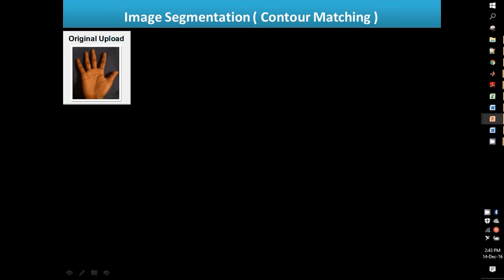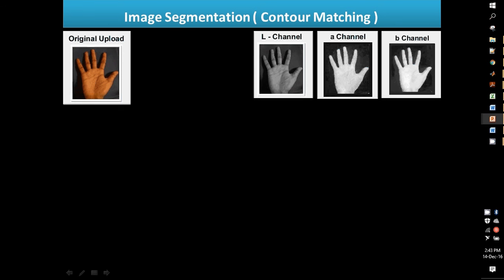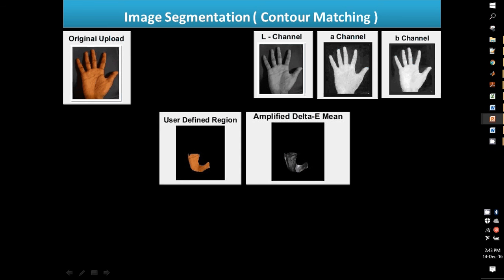So let us capture an image that is on our phone or on the laptop. Now this image that is captured undergoes these 4 transforms as shown on the right. These 3 transforms ensure that all the essentials are covered, and we then proceed to defining a certain aspect of the image that we want segmented based on its color. So the amplified delta E mean is shown on the right of the user defined region we have chosen ourselves.